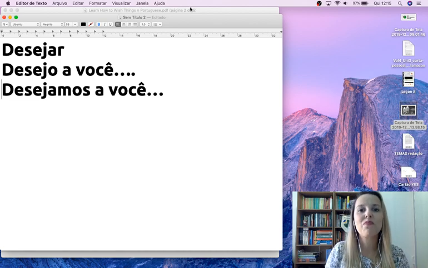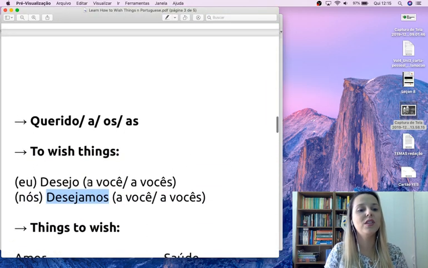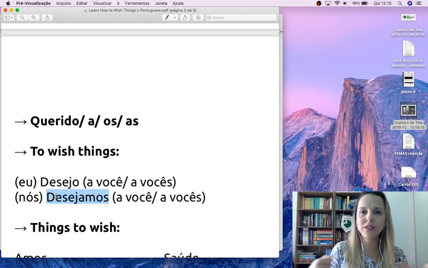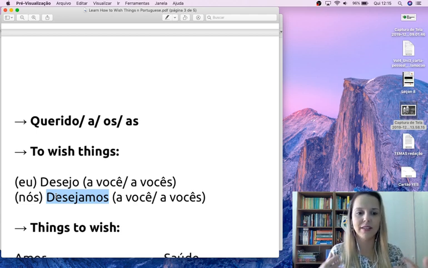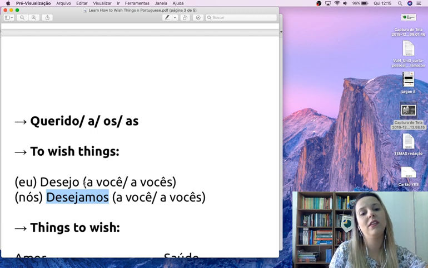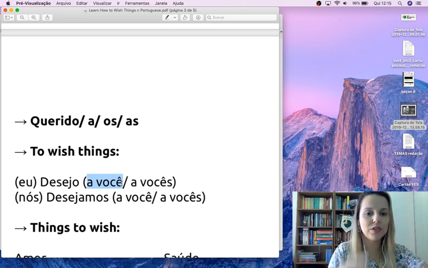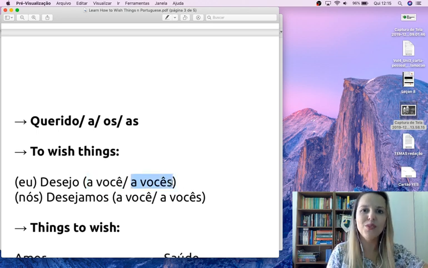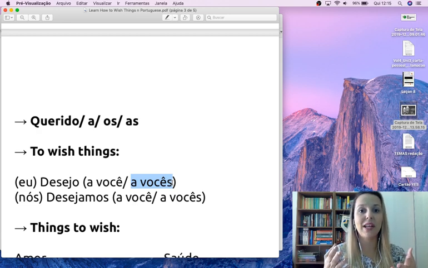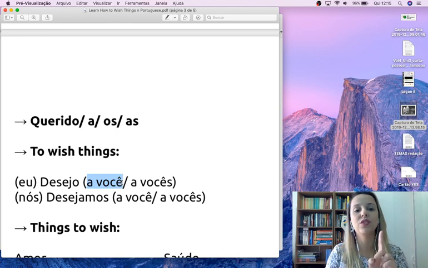So you can choose here to use first person singular or first person plural depending on who is signing this letter in the end, okay? And you can put after the verb to wish, desejar, a você or a vocês. So this means to you, meaning one single person, or to you, plural version. If you are writing a letter to more than one person, then you will have to use a vocês. But if you are referring to only one person, a você.